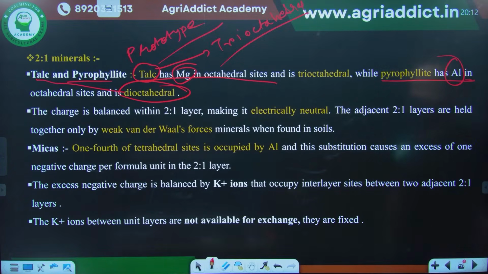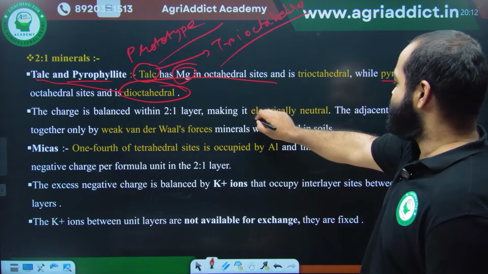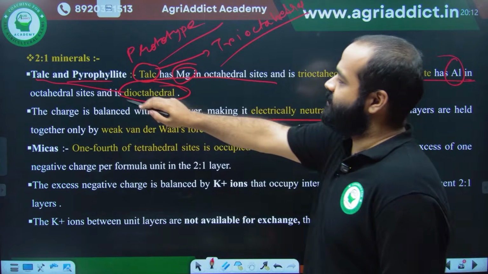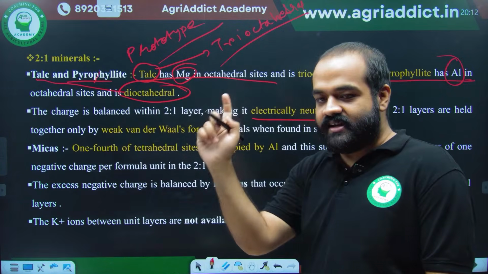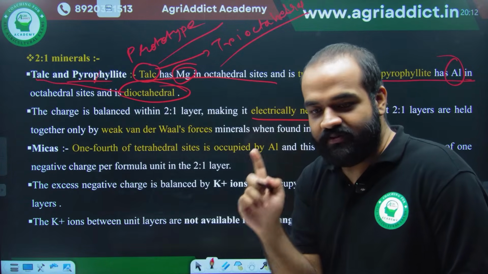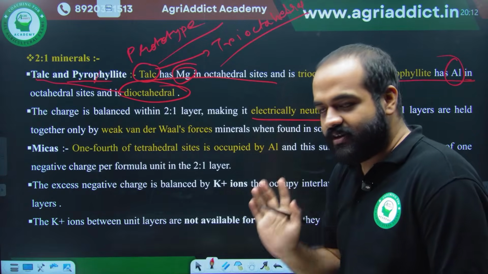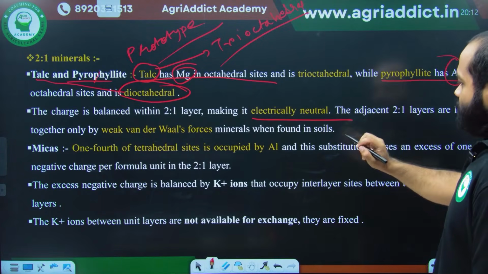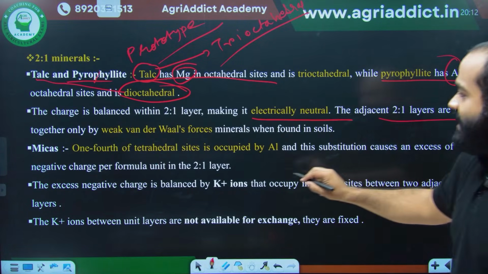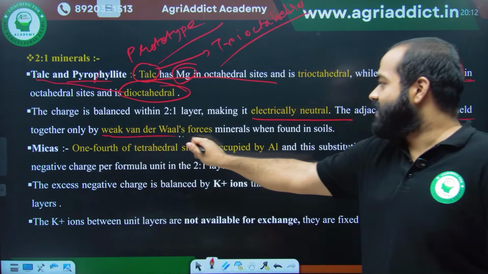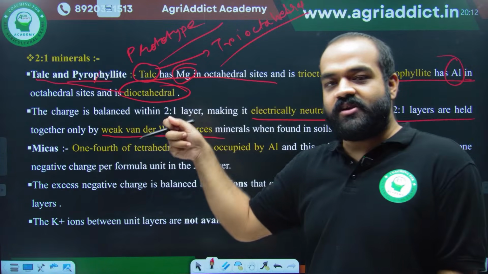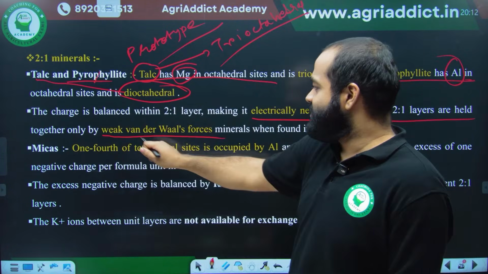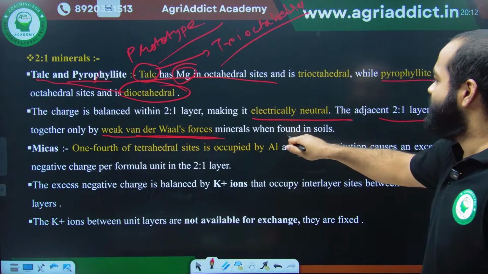So if talc is trioctahedral, then pyrophyllite is dioctahedral, simple. The charge is balanced within the 2:1 layer, making it electrically neutral. These two, talc and pyrophyllite, are totally electrically neutral. Remember, it is given very nicely in the new IEEE, read it there. The adjacent 2:1 layers are held together by very weak van der Waals force. There is no hydrogen bonding here, nothing. So it is only by weak van der Waals force when found in soil.